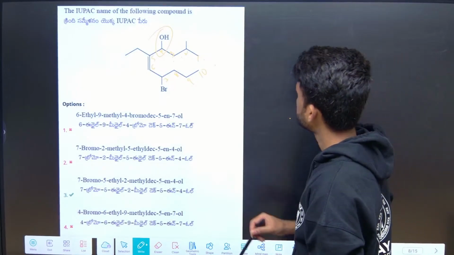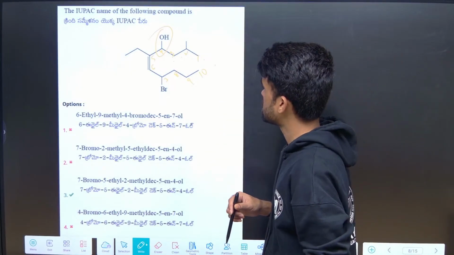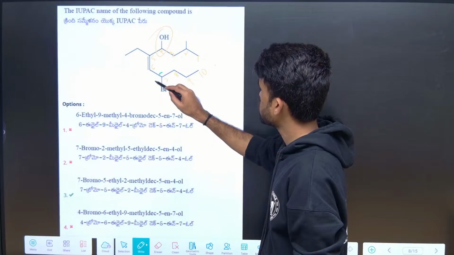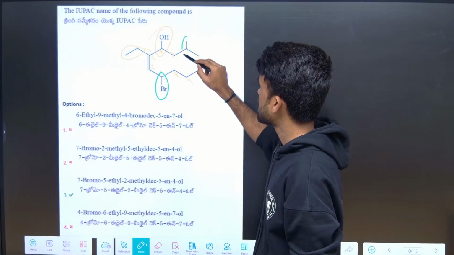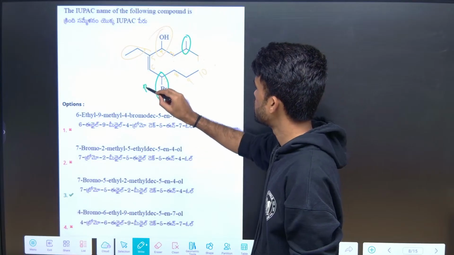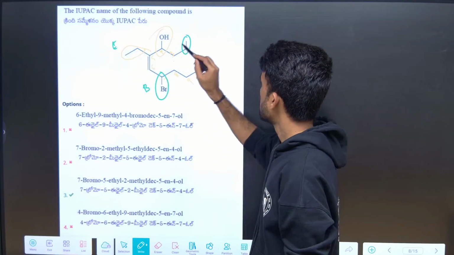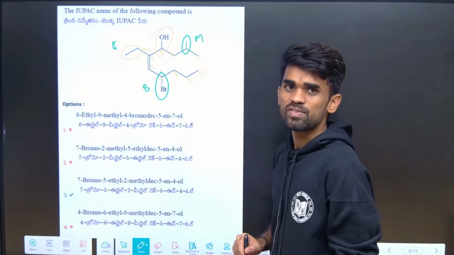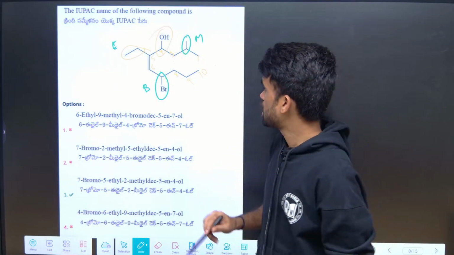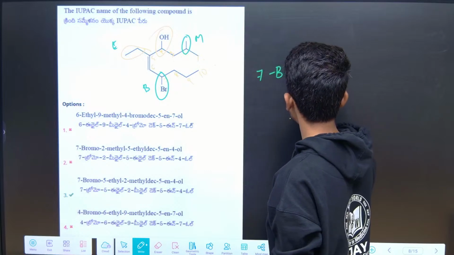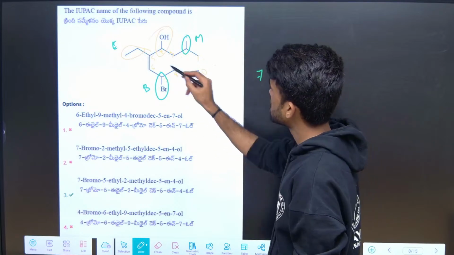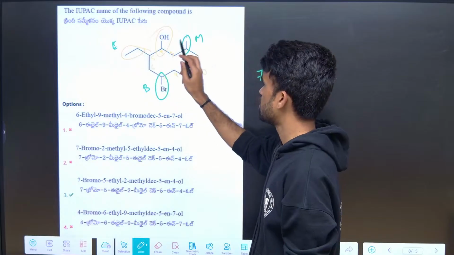Now tell me, how can I give this naming? See, at the 7th position we have bromo, at the 5th position ethyl, and at the 2nd position methyl. Bromo B, ethyl E, methyl M. So which comes first in alphabetical order? B comes first. So write the number as 7-bromo. After this we have E and M. E next now.